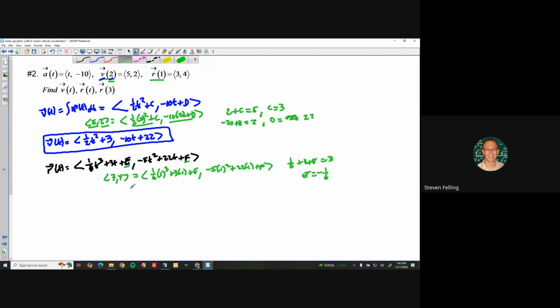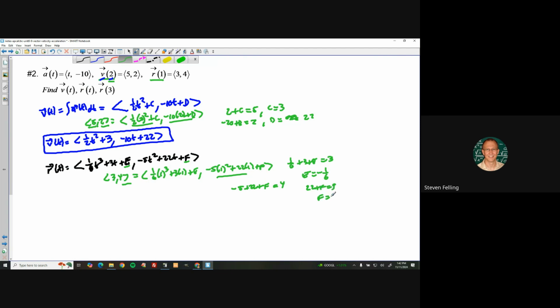And then let's see, this has to match this also. So negative 5 plus 22 plus f has to equal 4. So that is, let's see, if I add this over, that's 9. So 22 plus f has to be 9.